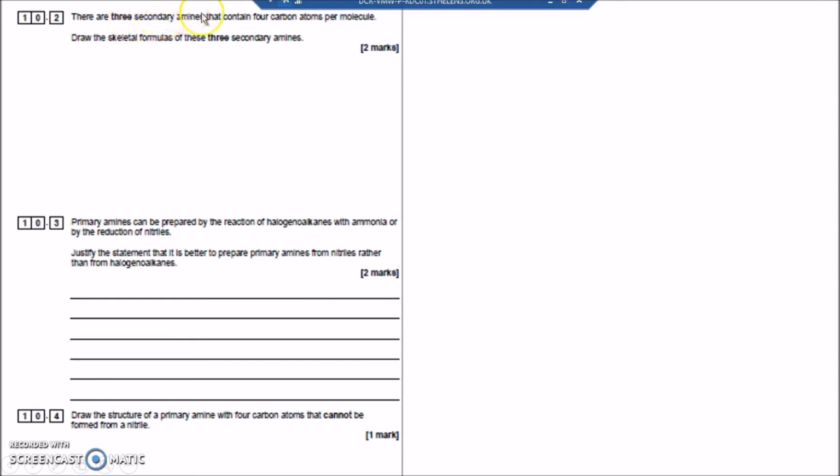There are 3 secondary amines that contain 4 carbon atoms per molecule. Draw the formulas. We're going to do skeletal formulas of the 3 secondary amines. It's sometimes easier to do the displayed formula first and then do the skeletal formula afterwards, but it's up to you. The secondary amine means that the nitrogen is bonded to 2 carbons. So if the nitrogen is bonded to 2 carbons, it must be in the middle of the chain. It can't be at the end, otherwise it would just be bonded to 1 carbon. So you're looking for a 4 carbon chain with a nitrogen in the middle of the chain. So what can it be?